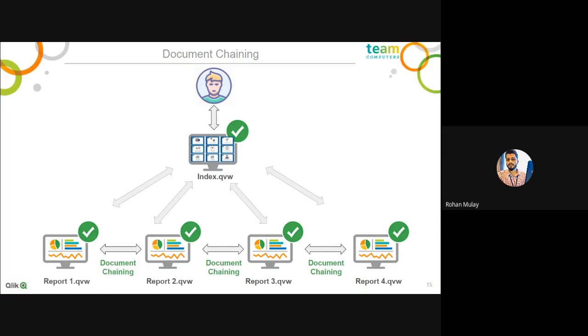He is not aware of what is happening in the backend. He doesn't know that he has navigated to a different QlikView application. For him, he feels that he is clicking on this index page and navigating to another report. That's it. So we can use document chaining in such scenarios. In this session, this was the last topic that I covered, document chaining.